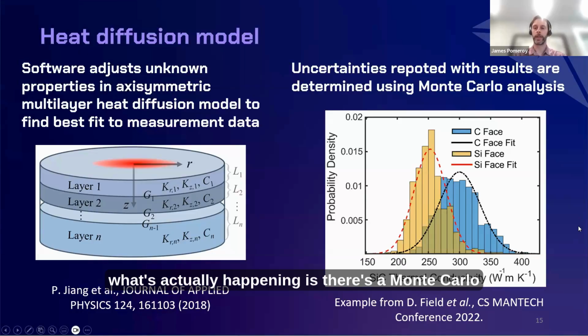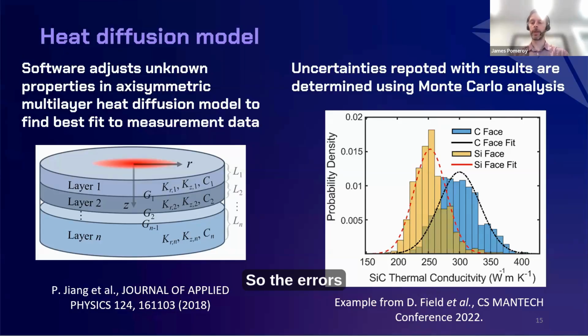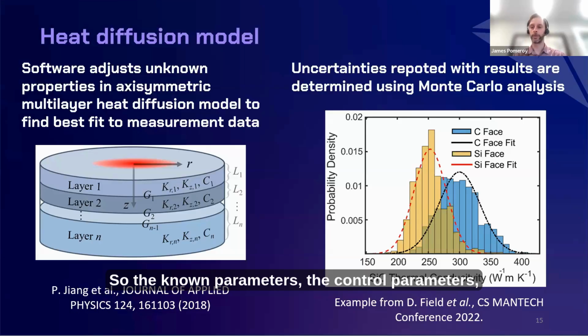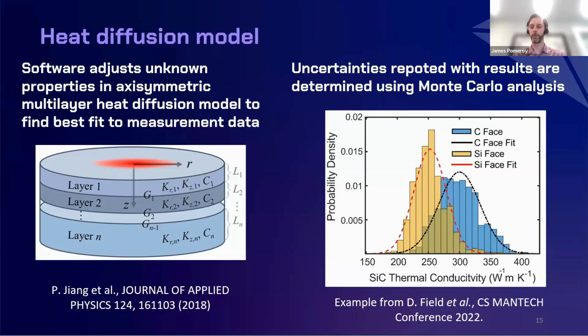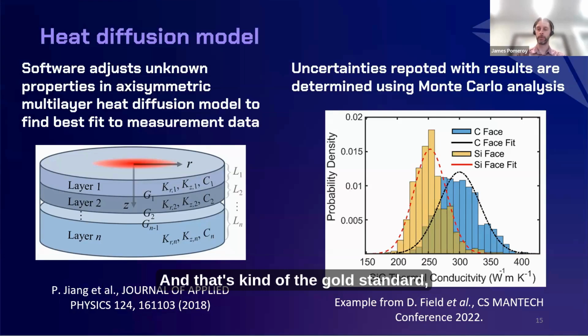So behind the scenes, what's actually happening is there's a Monte Carlo algorithm which is doing the fitting. So the errors you see reported are actually the result of multiple fits where the parameters are varied slightly. So the known parameters, the control parameters, are varied slightly within a preset distribution, and that's what's used to estimate the uncertainties, the errors in the fitted parameters. And that's kind of the gold standard really in terms of error estimation for robust error estimates.